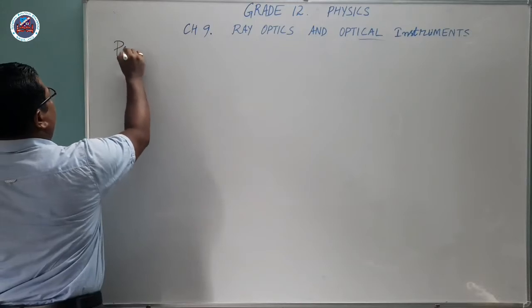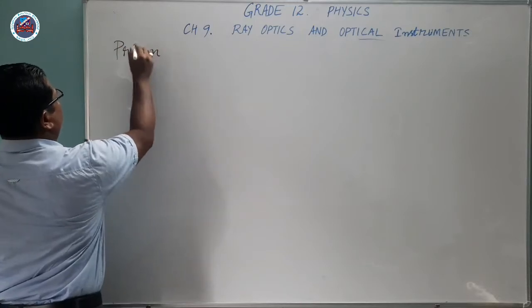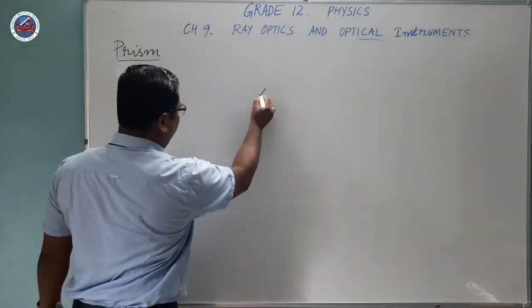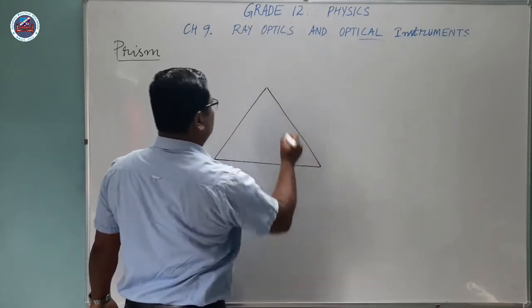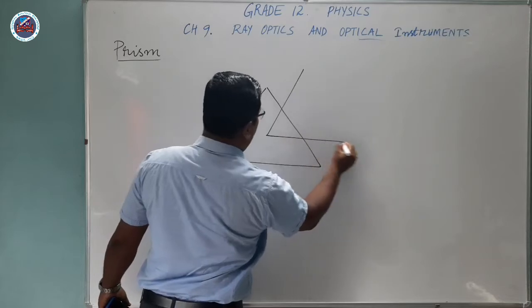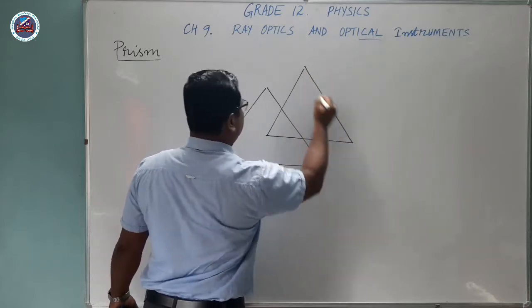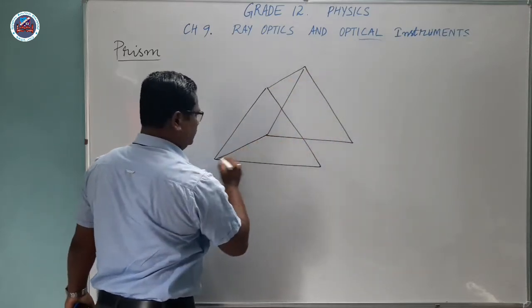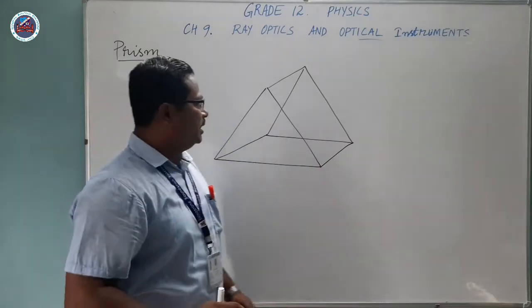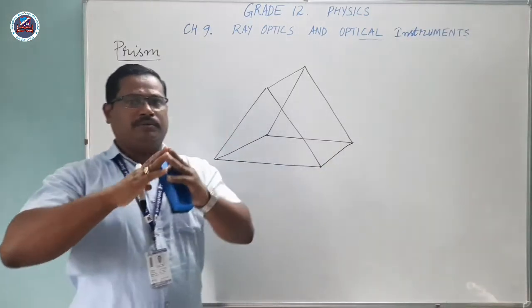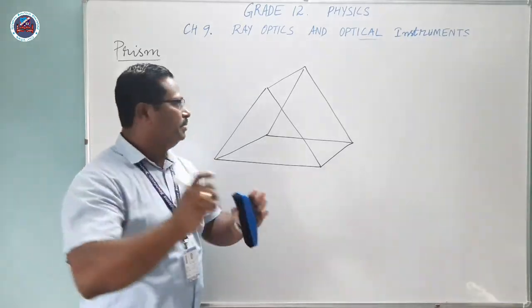Prism. It is a transparent material bound by two plane surfaces inclined to each other at an angle. We call it the angle of the prism.